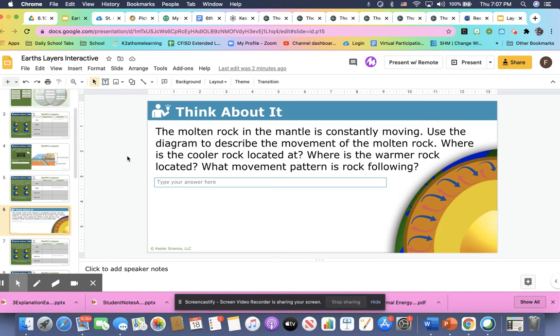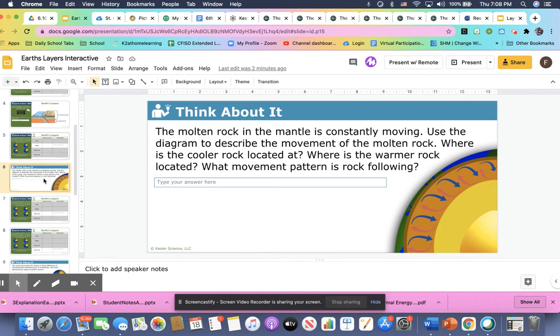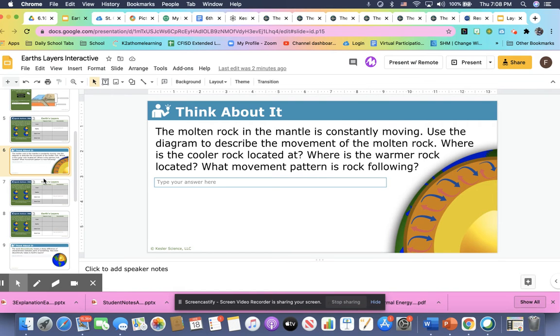The molten rock in the mantle is constantly moving. Use the diagram to describe the movement of the molten rock. Where is the cooler rock located? Where is the warmer rock located? What movement pattern is around it? What movement pattern is the rock following?